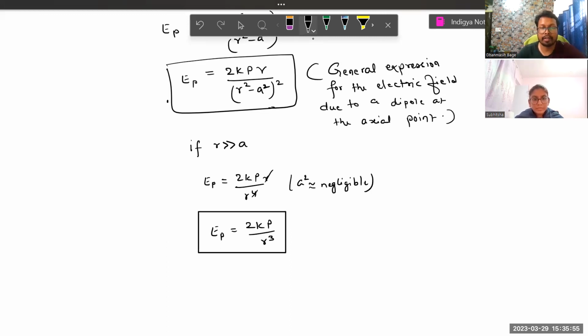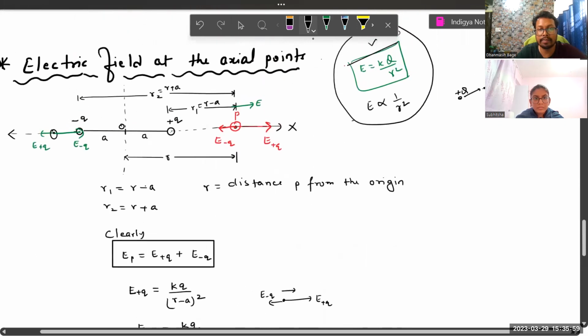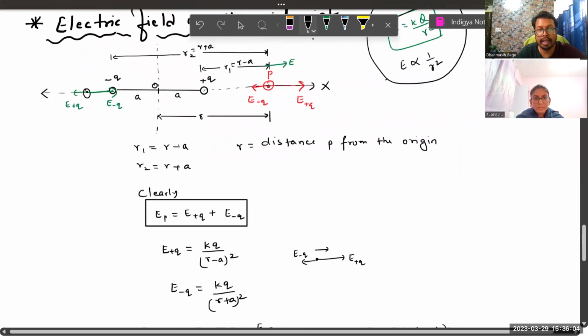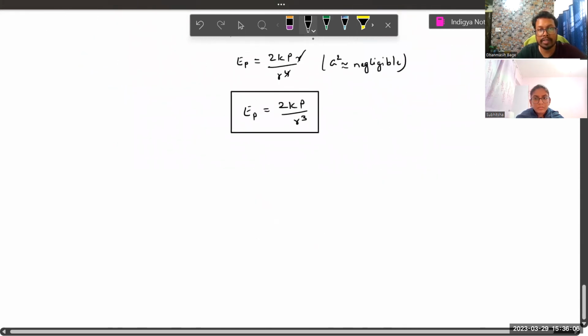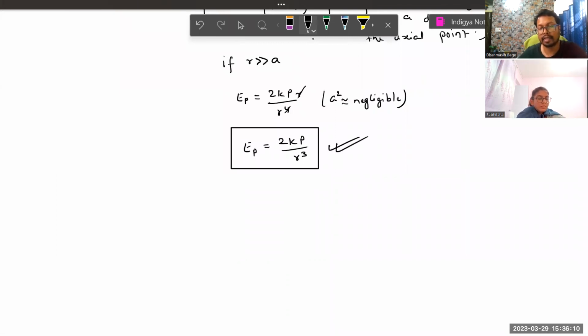So can you derive it yourself? Not very difficult, right? If you just know the individual concepts, you can easily derive this equation, the field at any equatorial point. Now, once you know this concept, mostly this thing is asked in the exam, right? What is the electric field at large distances?